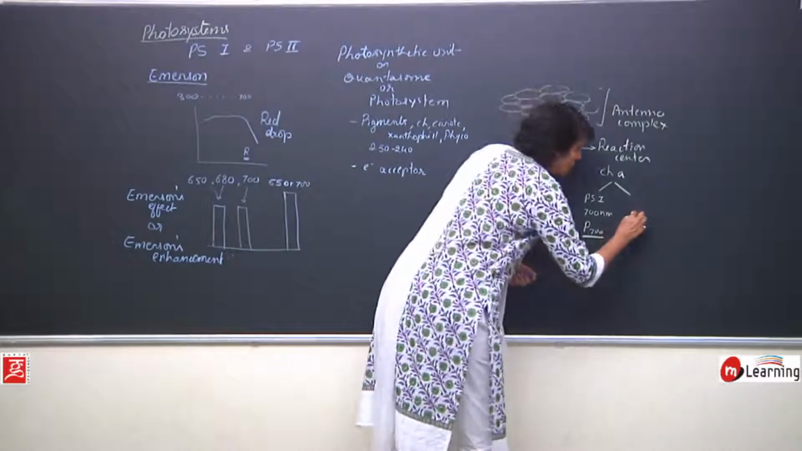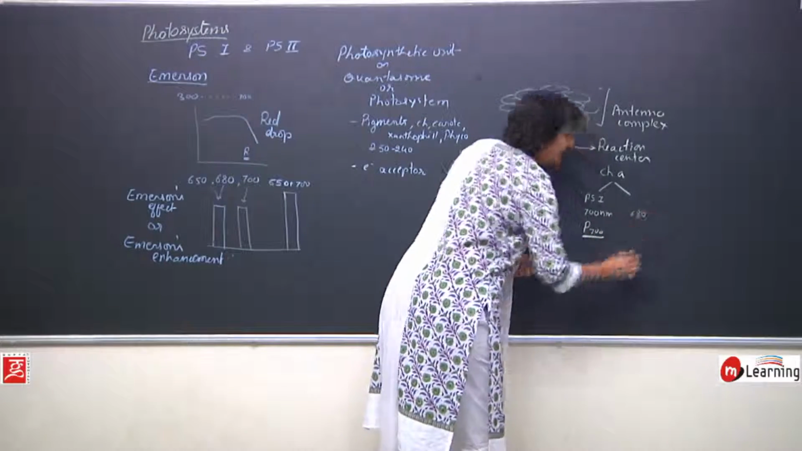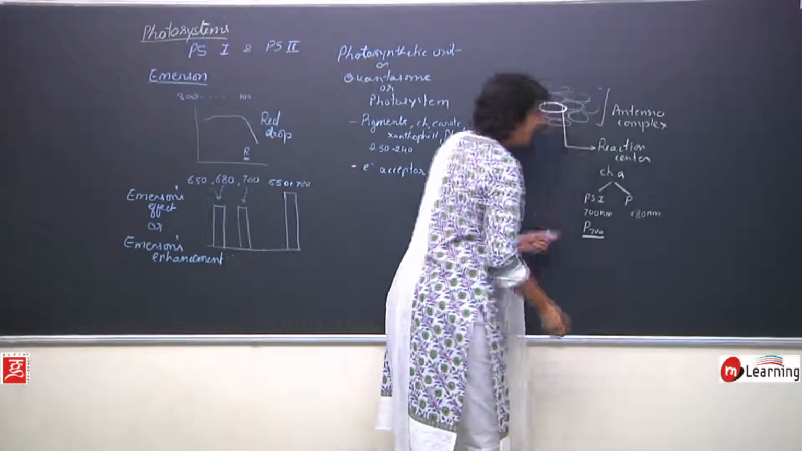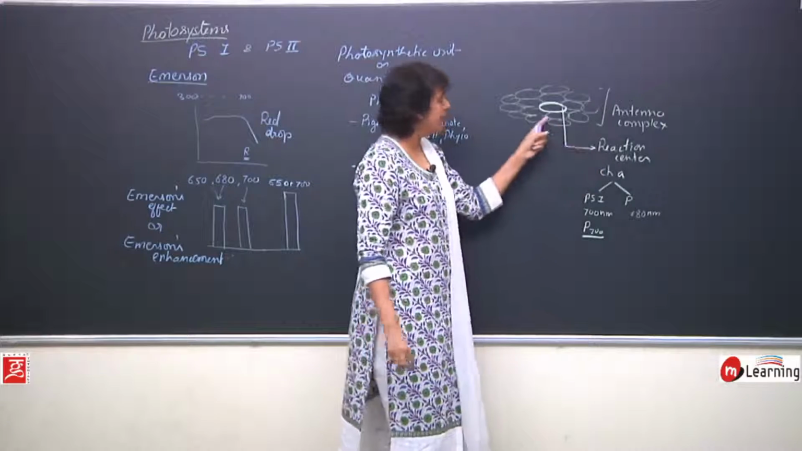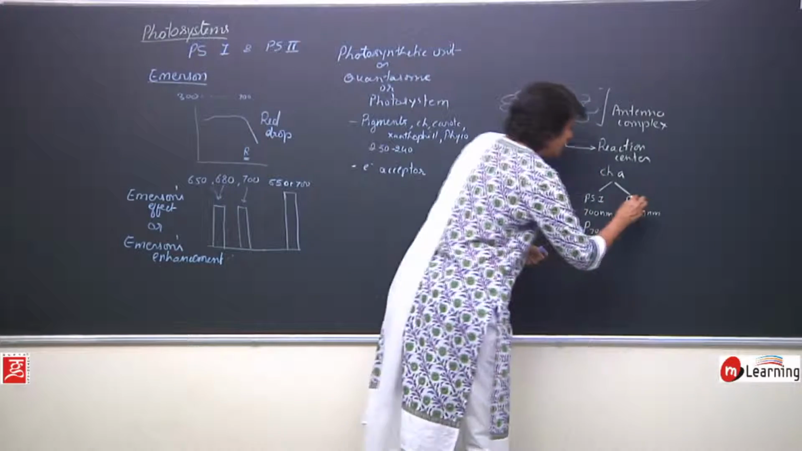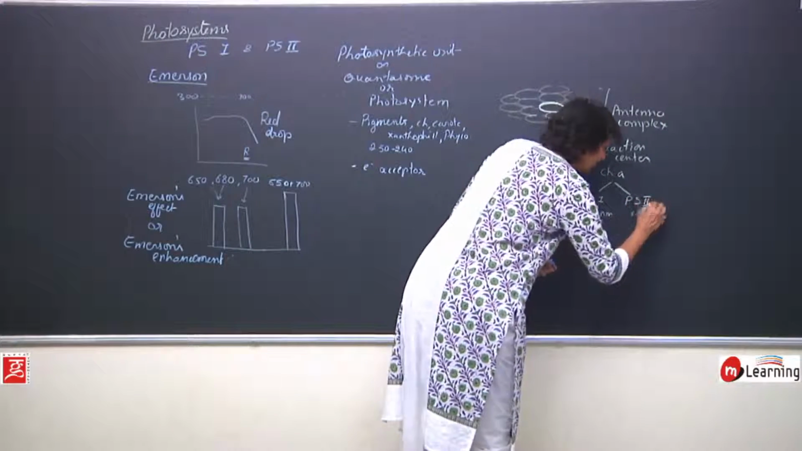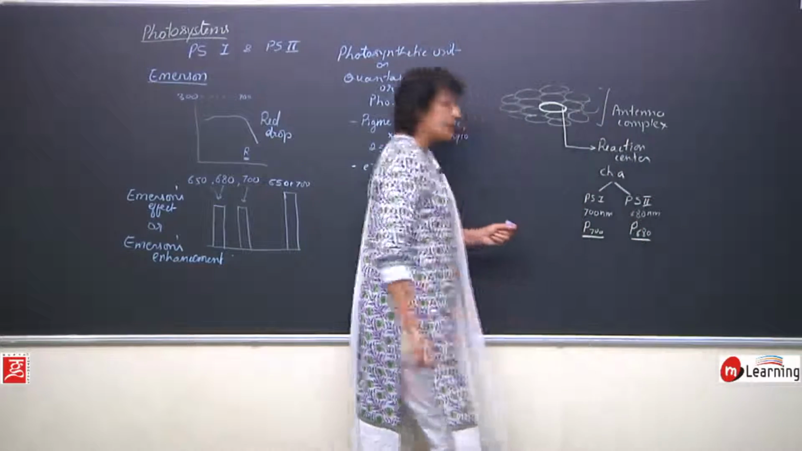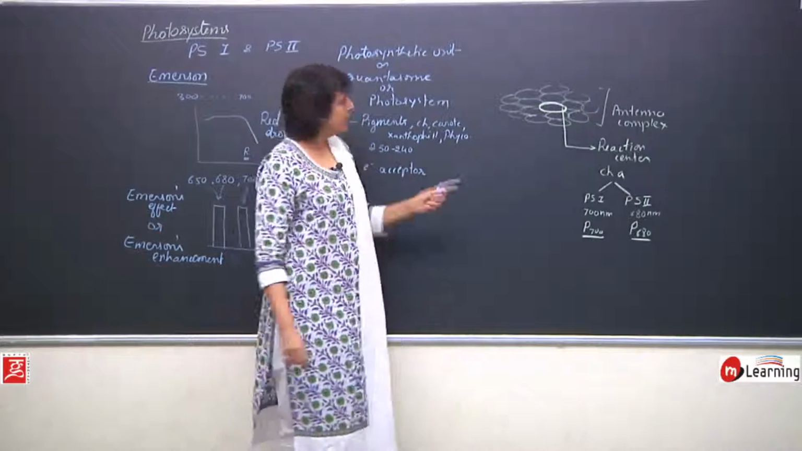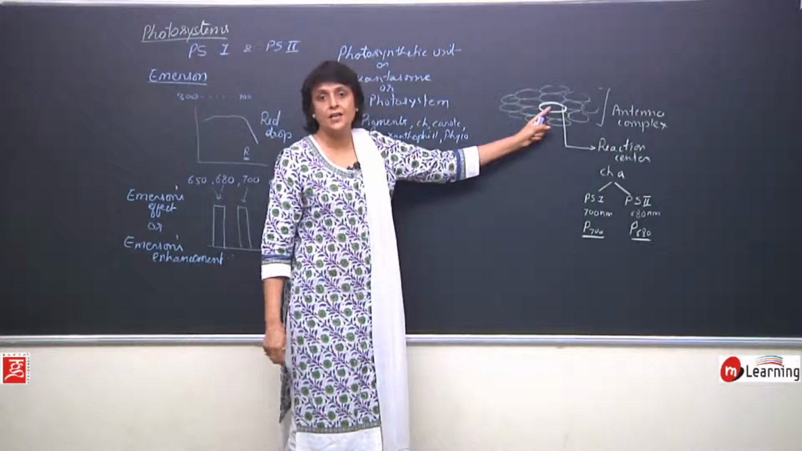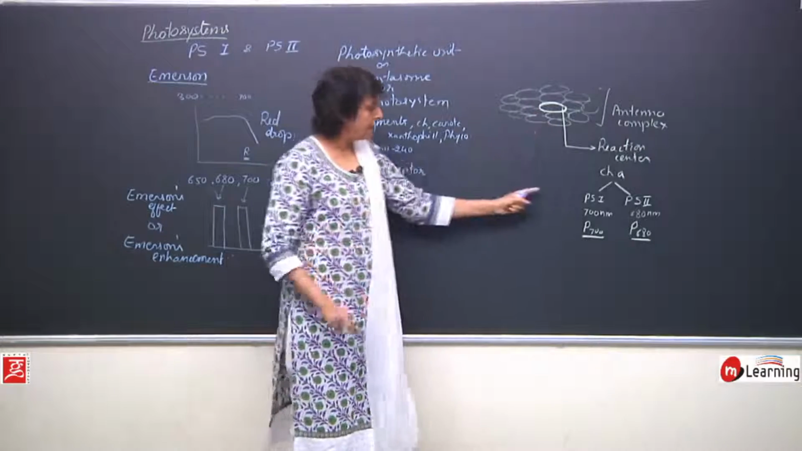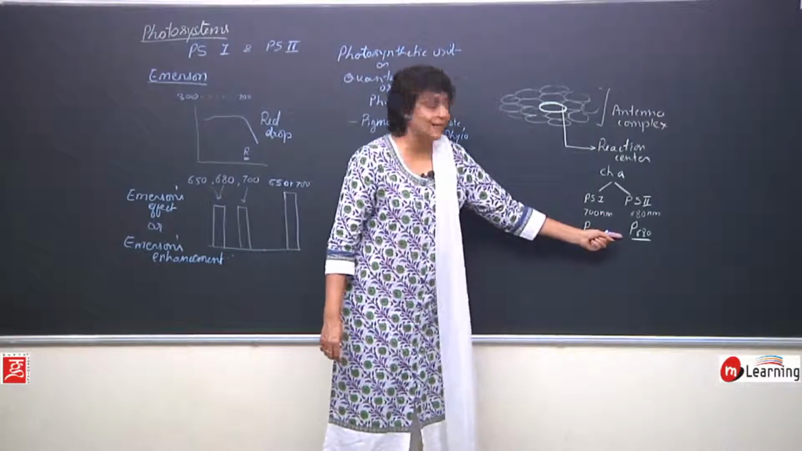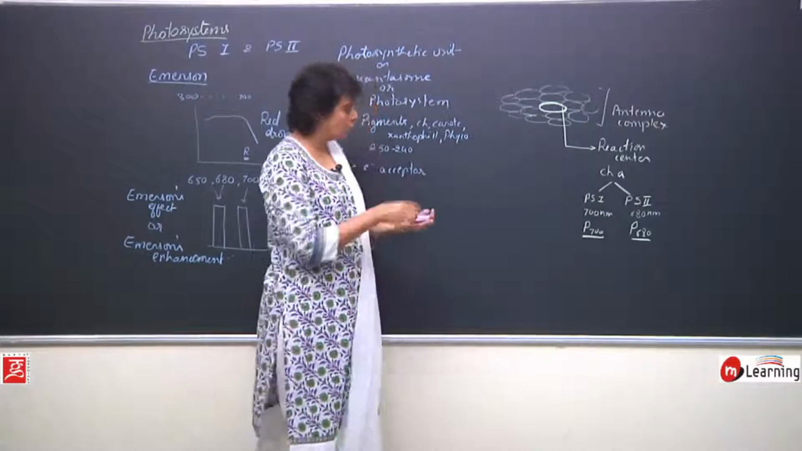If it absorbs around 680 nanometer wavelength, then that reaction center containing photosystem will be PS2, and it is written as P680. So the difference between the two is the reaction center. Chlorophyll A, if it absorbs 700, it is PS1. If it absorbs 680, then it is PS2.